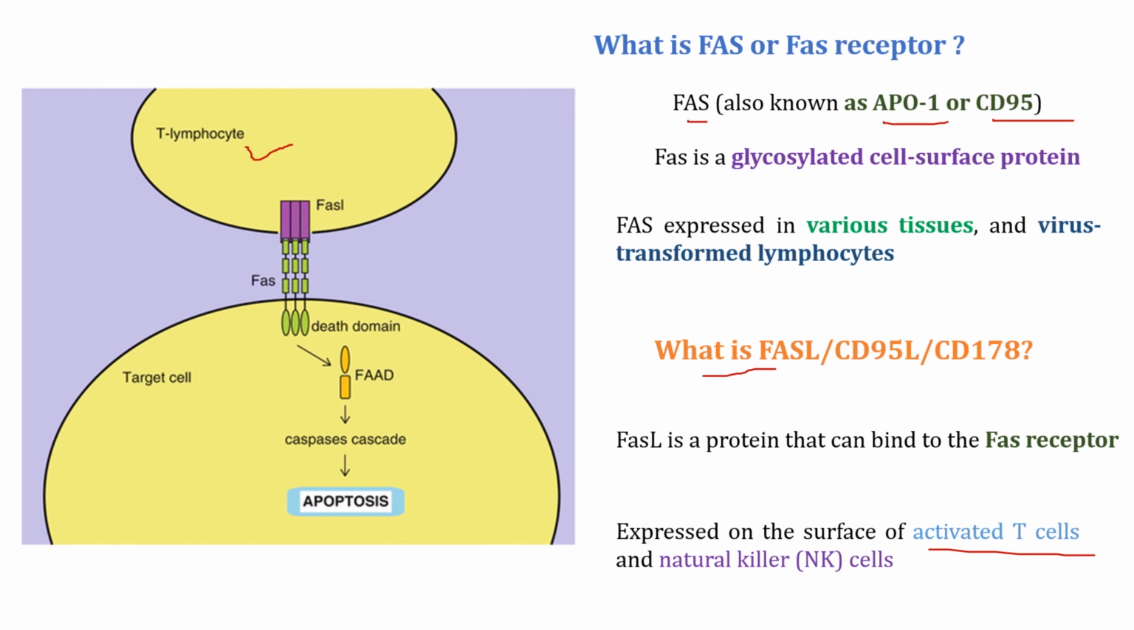Fas is also available in soluble form, but the receptor function is still unknown. Okay, so the membrane-bound receptors are largely predominant and highly biologically active. So the T lymphocyte possesses FasL and the target cell possesses Fas. Okay, the target cell is, for example, a virus-transformed lymphocyte.